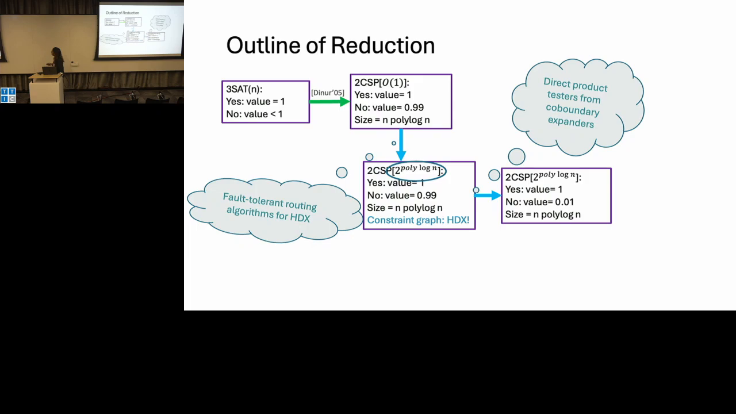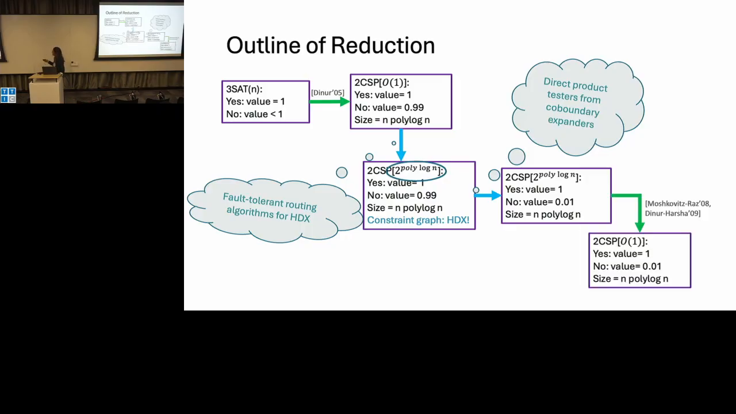And then, because our 2 CSP has this very specific structure, we can use direct product testers to reduce their value from 0.99 to 0.01. And finally, using PCP techniques from past literature, we can reduce the alphabet.